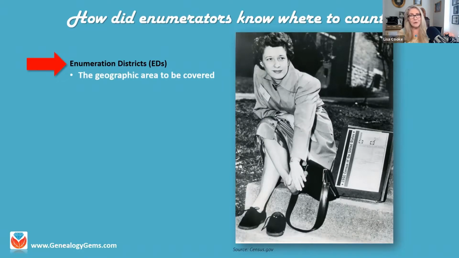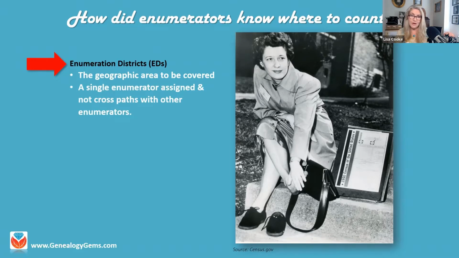Now, how did an enumerator know where to count? Well, of course, it all comes down to our enumeration districts. Of course, we call them EDs. And this is the geographic area that an enumerator, a census taker, would be covering. And the idea here was that an enumeration district would be outlined and designed in such a way that a single enumerator could be assigned to that district and not cross paths with any other enumerators. Also, they wouldn't by chance miss an area because it hadn't been pre-planned. This is all mapped out before they ever go out on April 1st of 1950.